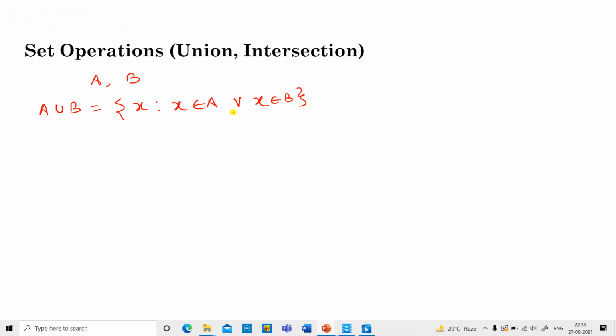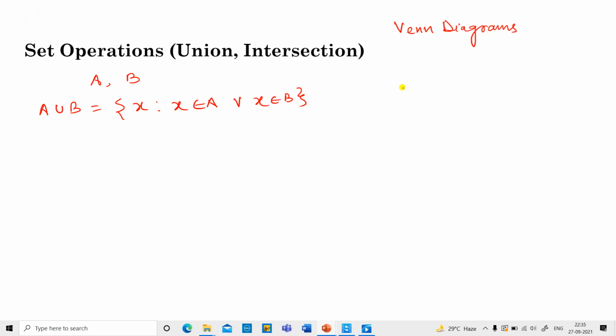Look at this. When we define OR, this is inclusive or: either X belongs to A, or X belongs to B, or both. So three conditions are there in this. In all these cases, X will be an element of A union B. Now we can also represent this using diagrams. These diagrams are known as Venn diagrams.